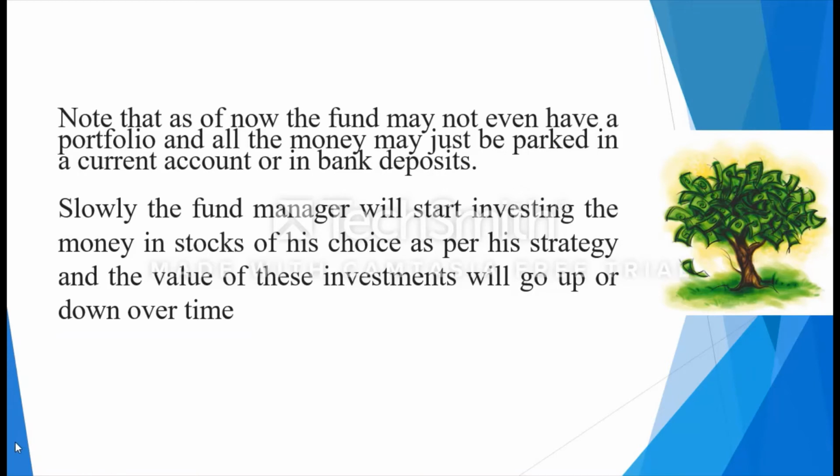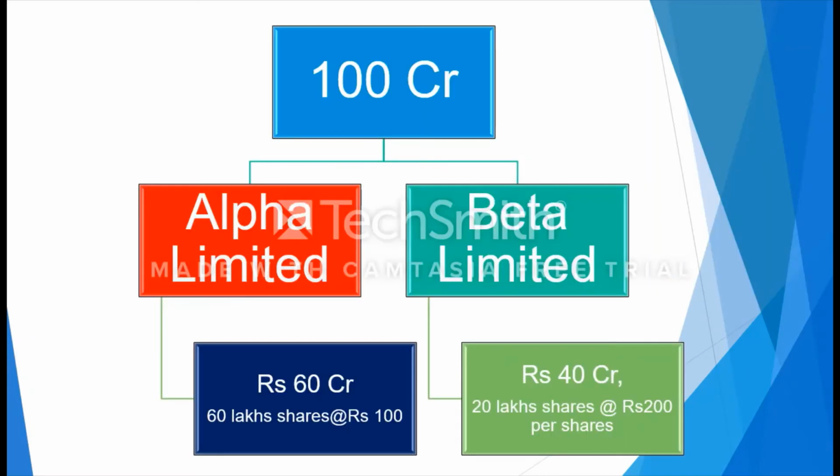Now, just for understanding purposes, to make a very simple understanding of how NAV is calculated, let's assume these 100 crore rupees are invested in two companies. A portfolio comprises two companies, Alpha Limited and Beta Limited. Again, I'm saying this is just an example. In reality, a mutual fund portfolio doesn't comprise two companies. It comprises 40, 50, 60 securities and companies like that.